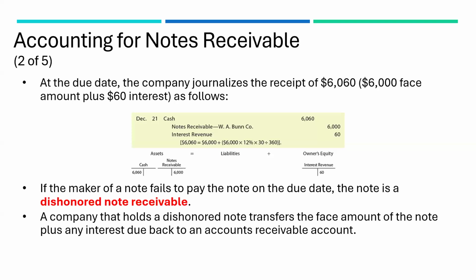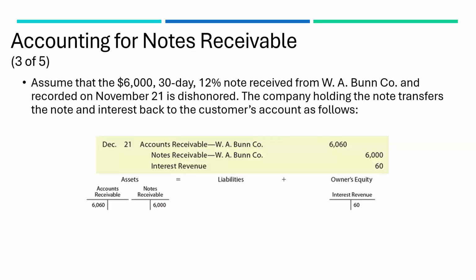And then if they fail to make the payments, it becomes a dishonored notes receivable. And then the amount in that case, instead of cash, it would be accounts receivable because they now owe us for the amount of the note plus the interest revenue, but it's currently due. So in the case that they dishonor the note, our debit would just be back to accounts receivable, but now they owe us $60 more, right?